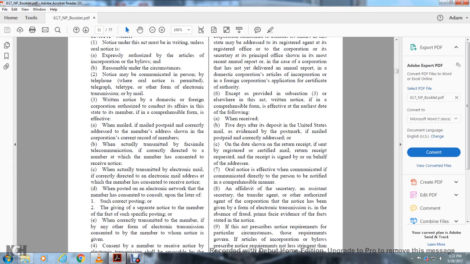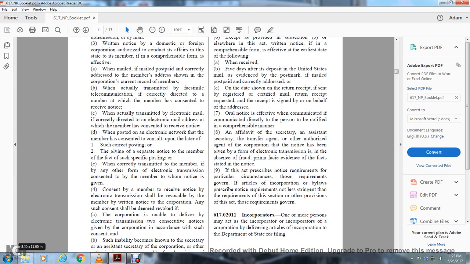Notice posted on an electronic network to which a member has consented is effective upon the later of such posting and the giving of separate notice to the member of the specific posting. Any consent by a member to receive notice by electronic transmission shall be revocable by the member by written notice to the corporation.